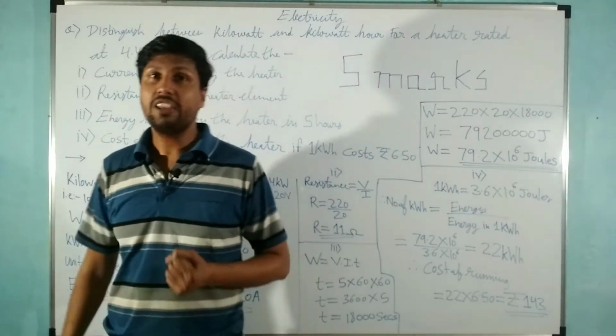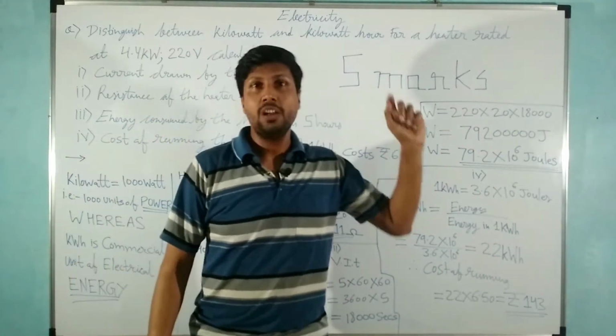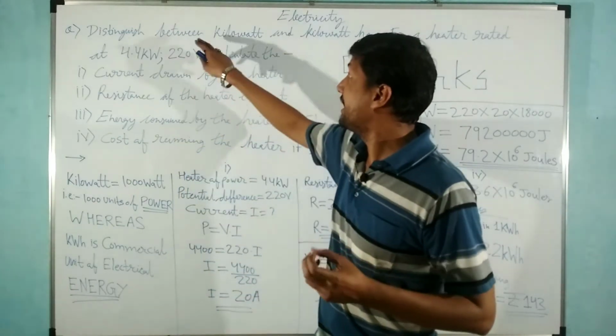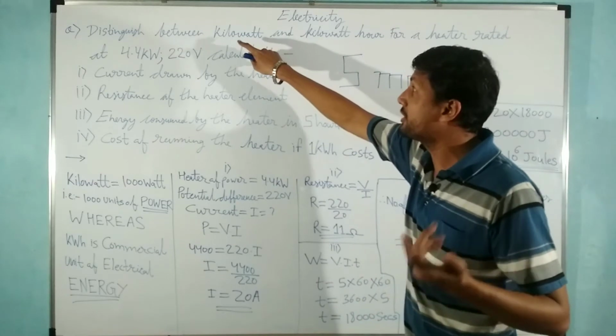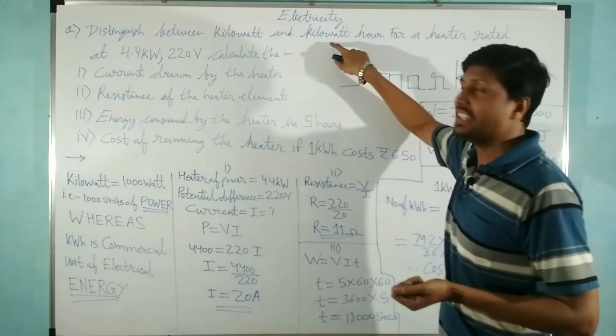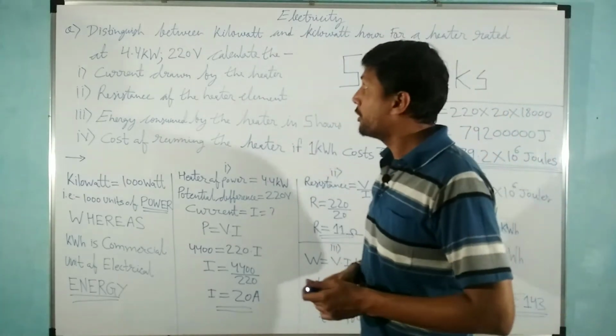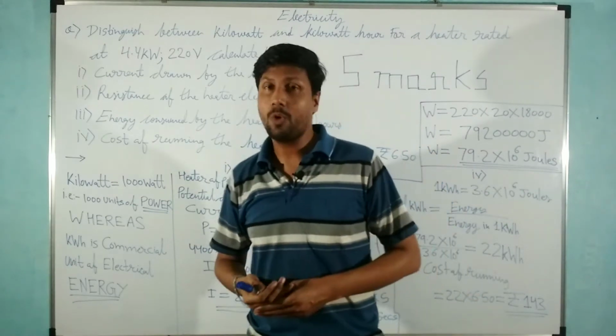So it's a big question. It has 5 parts and 5 marks. The first part is conceptual: distinguish between kilowatt and kilowatt hour. So that's the very first part. Let's see what it is.